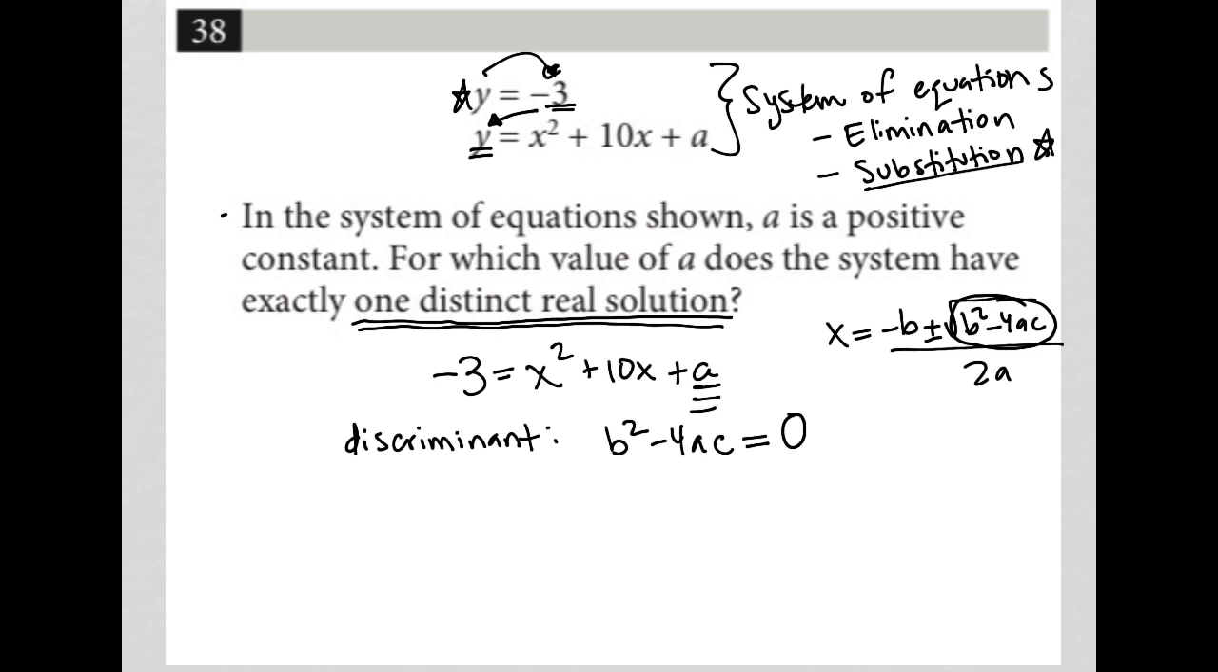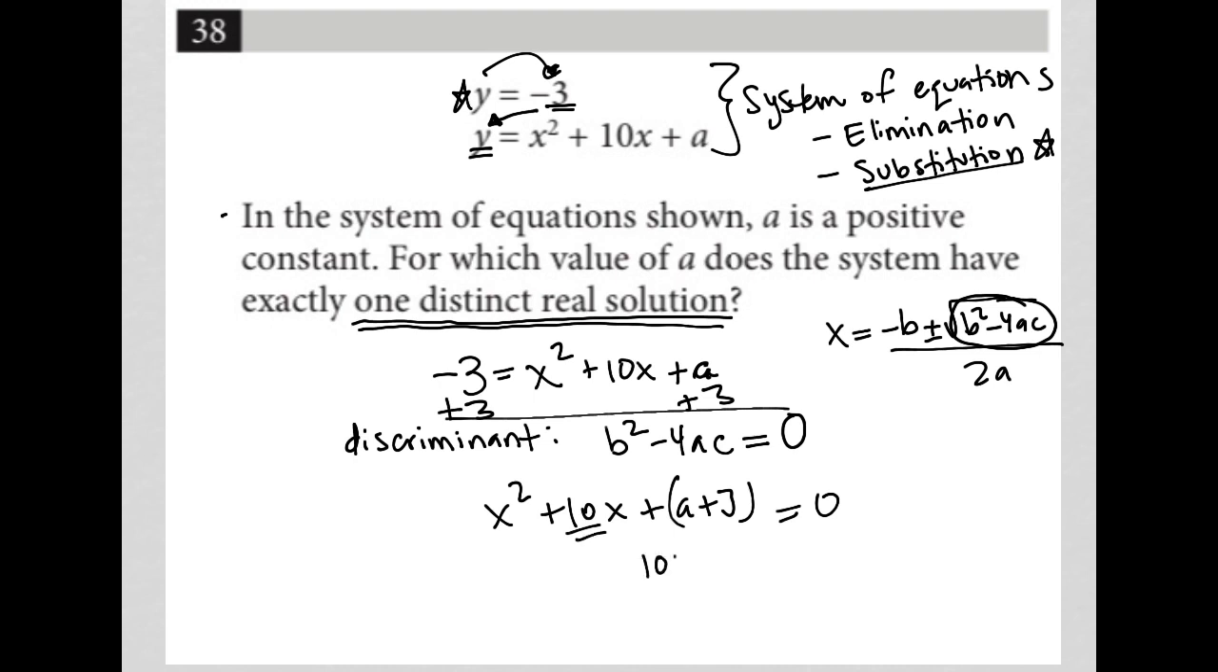So what do we have here? My b in my equation, in fact, let me simplify this. So I'm going to add 3 to both sides here first, just to get this in the right format. So I'm left with x squared plus 10x plus a plus 3, which I'll group together as the constant, equal to 0. So my b is 10, so b squared would be 100, minus 4, a is just 1, so that's nothing, and c is a plus 3, and again, I want that to be equal to 0.